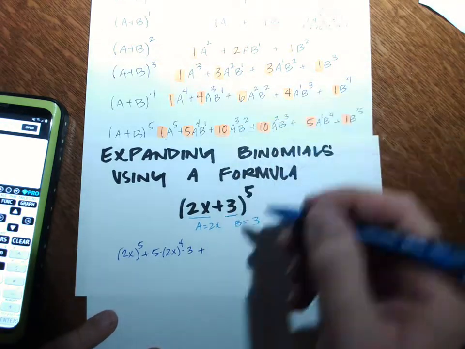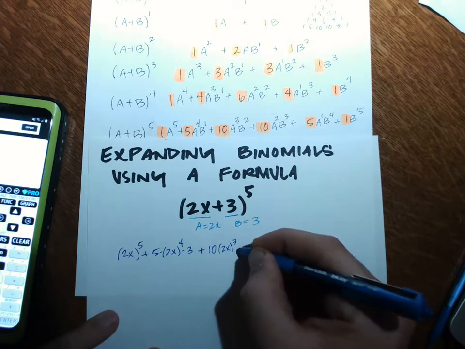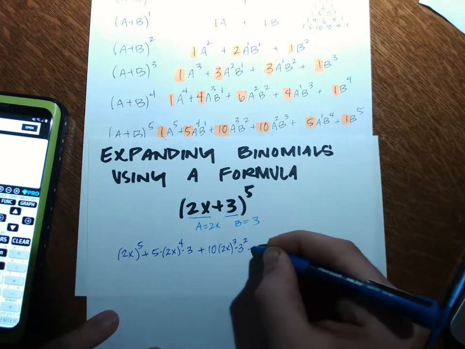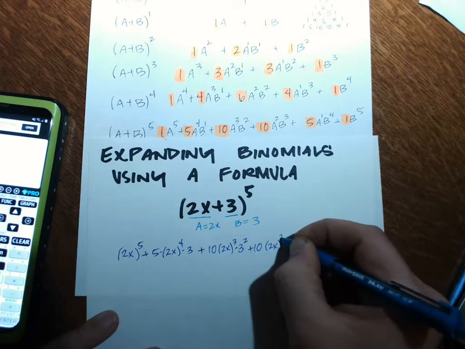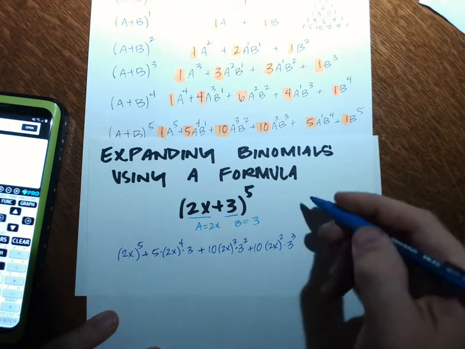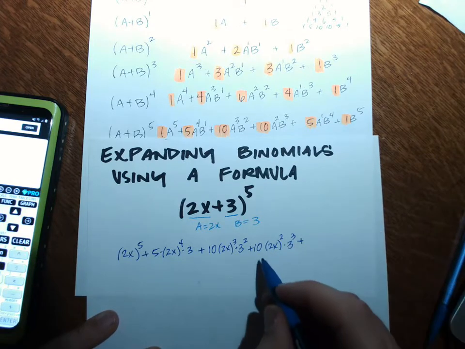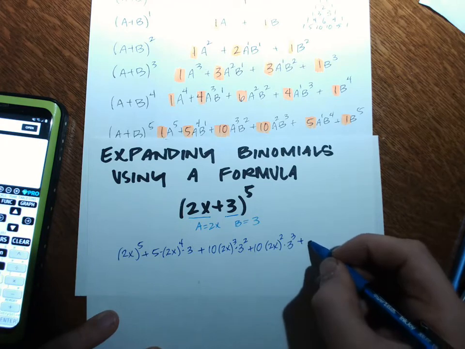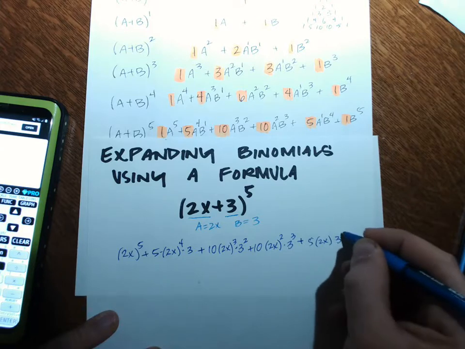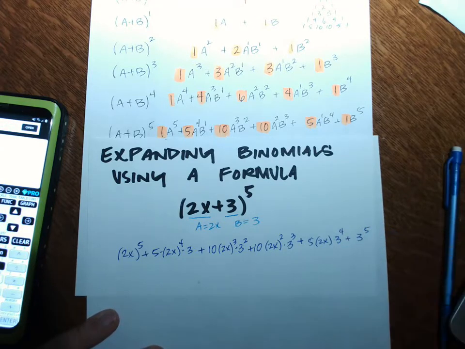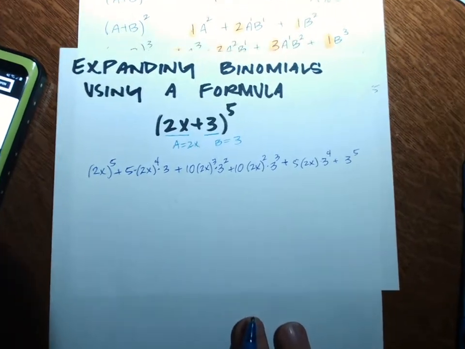But just to put the numbers in the right places, the next one's 10 a to the third times b squared. The next one, 10 a squared times b to the third. Okay, and we're going to do this one. There's addition in between these, but each term is all multiplied. So 5, 2x, and 3 to the fourth, and then 3 to the fifth. All right, so that's what it looks like if we just put the numbers in the correct places, and we can't leave it like that.